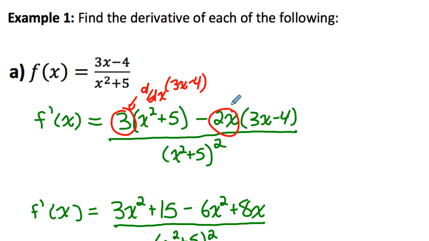Where did this 2x come from? That 2x is the derivative with respect to x of the bottom function, the x squared plus 5 function. And then this 3x minus 4 is just the top function. And then all over the bottom function squared.